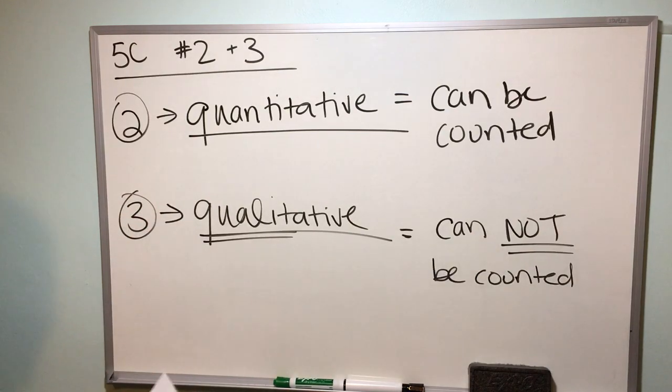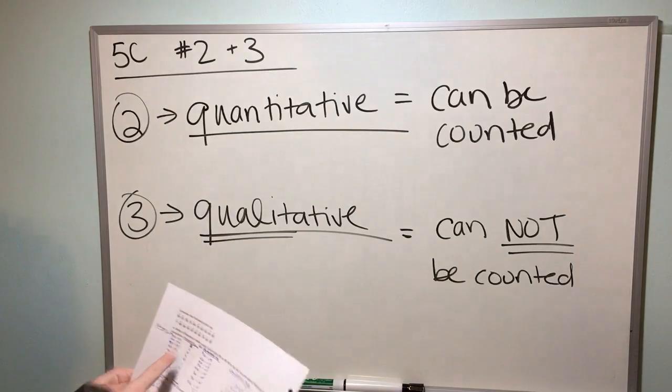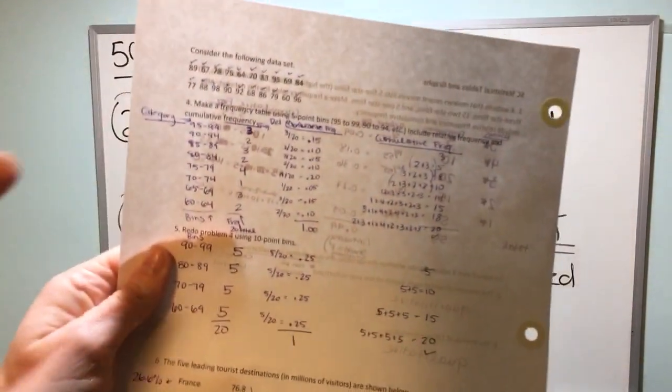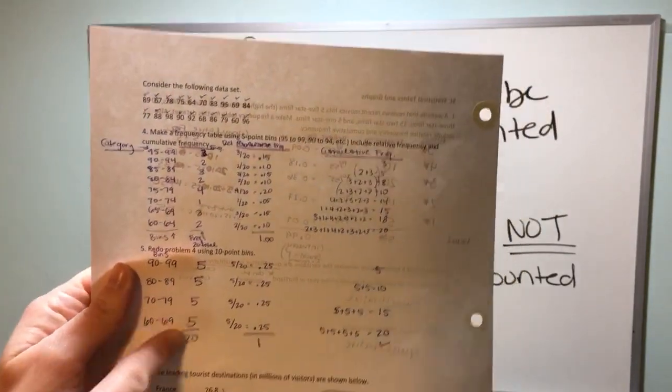Okay. Look at the back page now and look at number 5. We're going to use the data set up here for number 5.